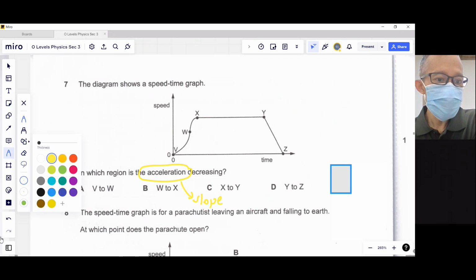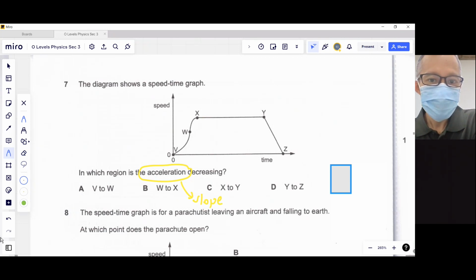So Fujin, tell me, where's the steepest part? I would say it's from W to X. Actually, at point W, that is the steepest if you use your ruler. From point W to X, because from point W to X is increasing, right? No. Steepest is at point W, right? But at point X, point X is like horizontal already. Point X is going constant, no acceleration. In fact, point X is zero slope, no?